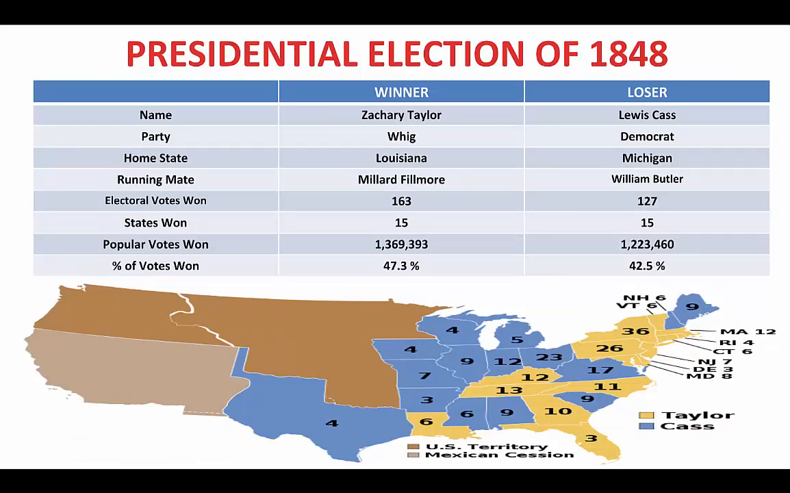Here is a map of the election of 1848. And as you can see, the country was fairly evenly split. Even the popular votes were pretty close if you look at it. And notice the states won. Taylor won 15 states, but Lewis Cass also won 15 states. Clearly, the country was split.